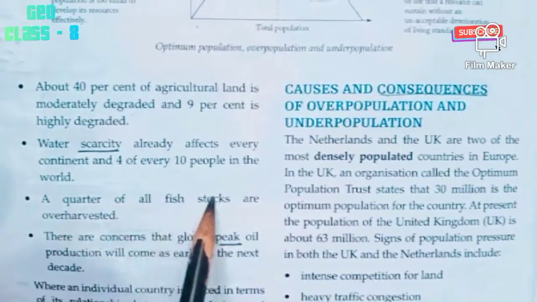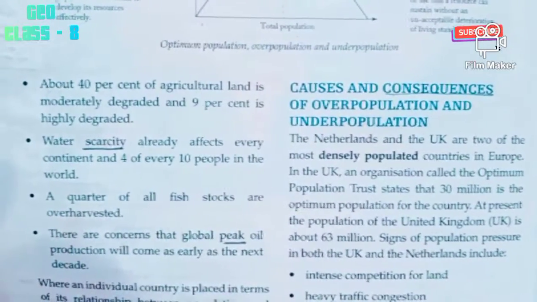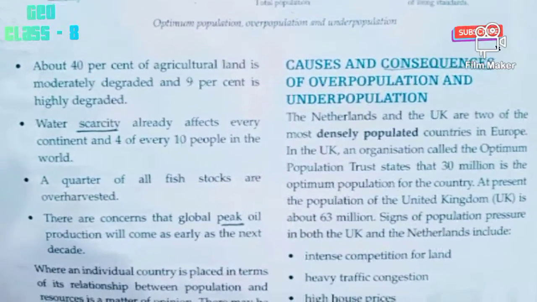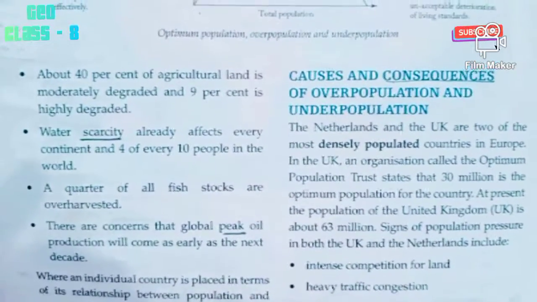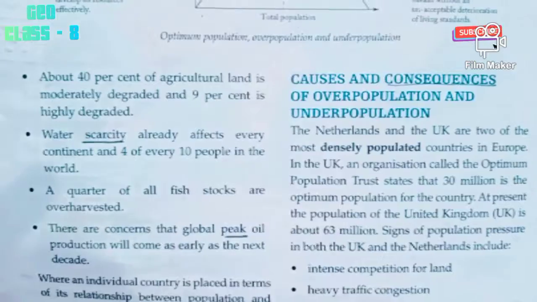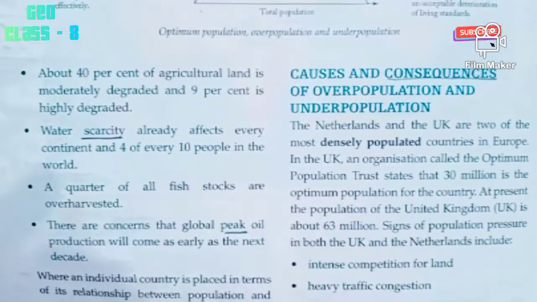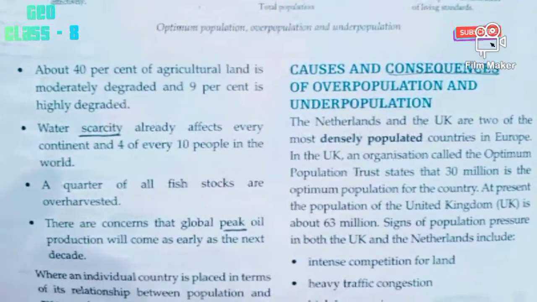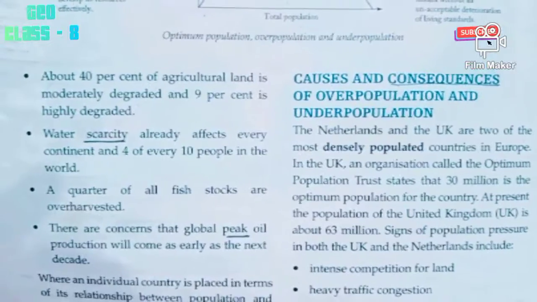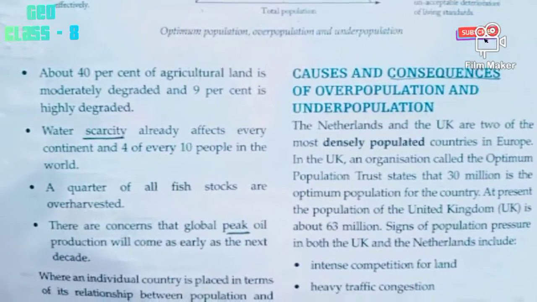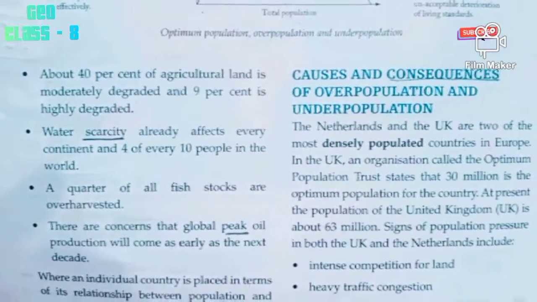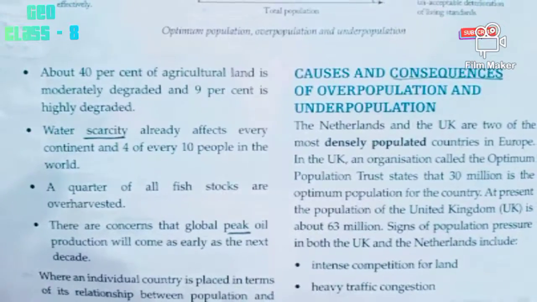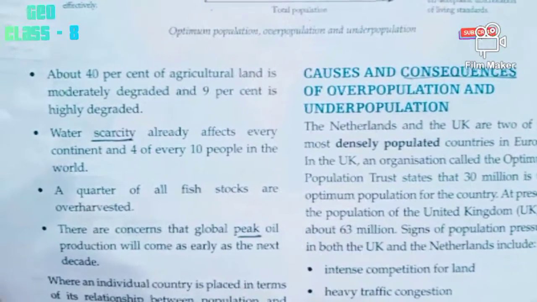1/4 of all fish stocks are over harvested. Fishing is done according to the demand. More population, more demand for fish, and that's why more fishing is carried out, and because of that the number of species of fish are becoming extinct.